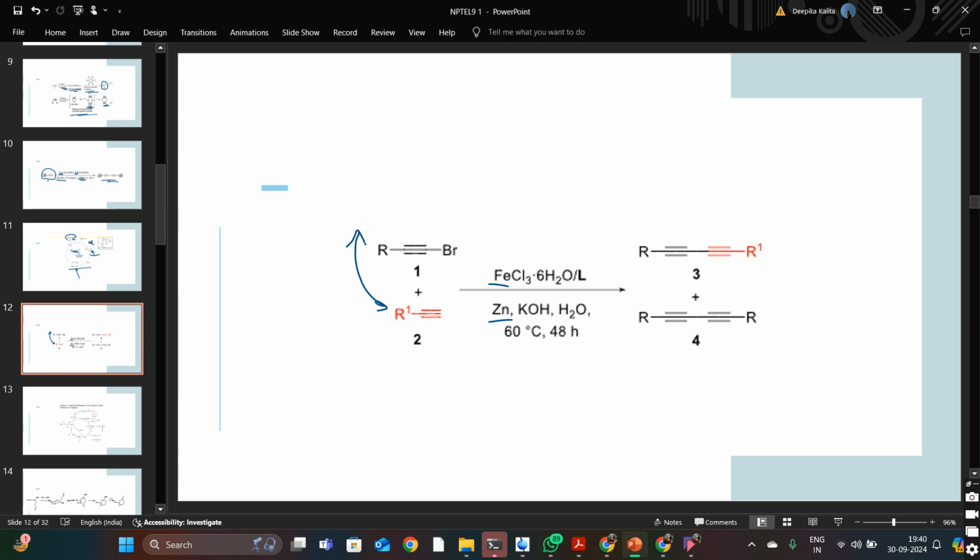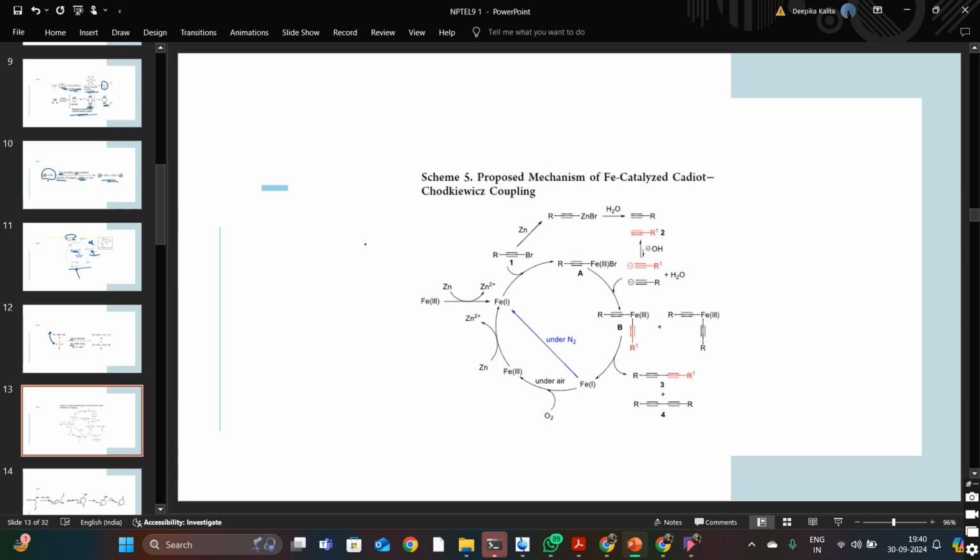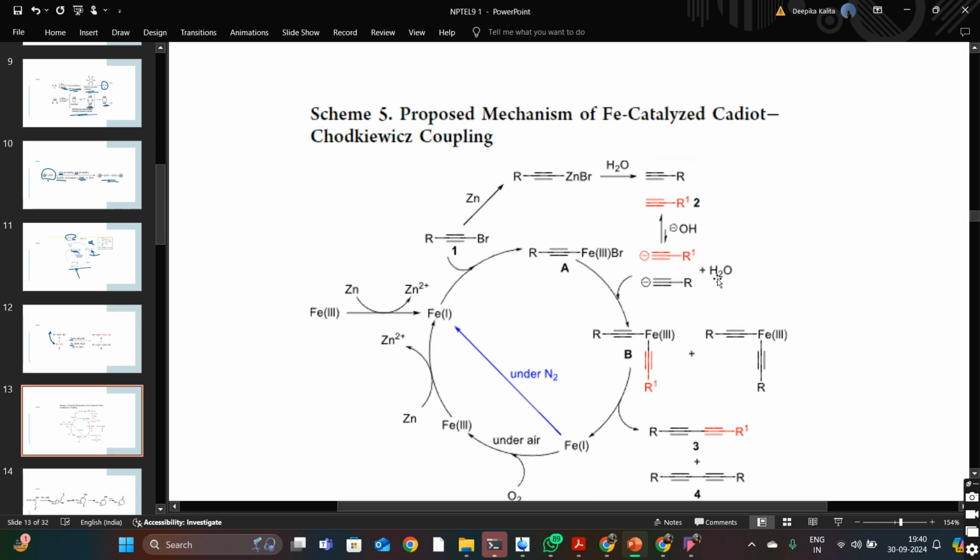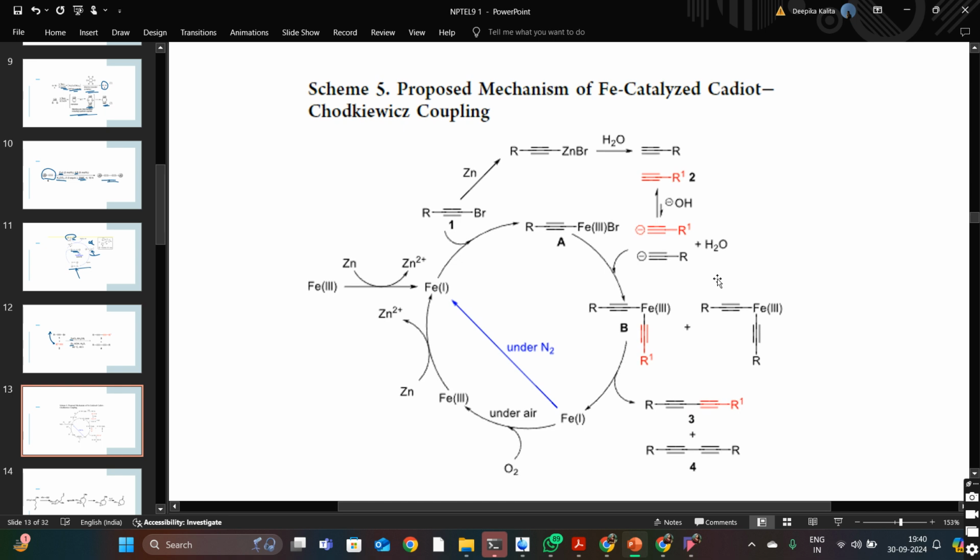Let us look at the mechanism. The mechanism is more or less similar to what is followed in Glaser coupling. Okay, so let us move to the mechanism step by step.